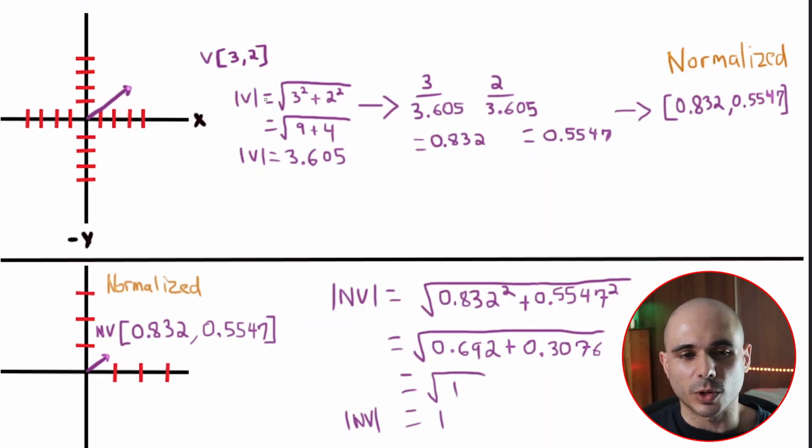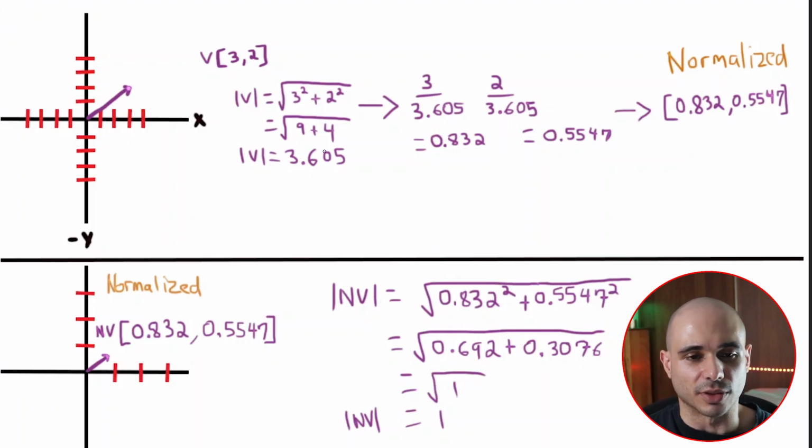So first, we want to get the magnitude or the length of v. So that's what we're doing here. Obviously you guys know to get the length of it, it's the Pythagorean theorem. So it's just going to be 3 squared plus 2 squared, and then we're going to get the square root of that. That's going to give us the magnitude, which is 3.605.